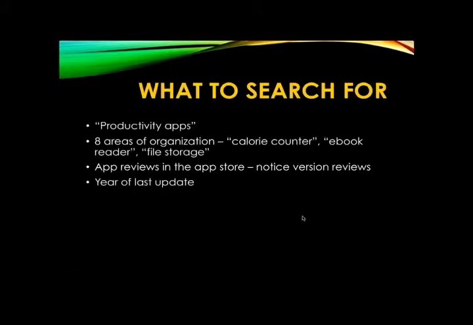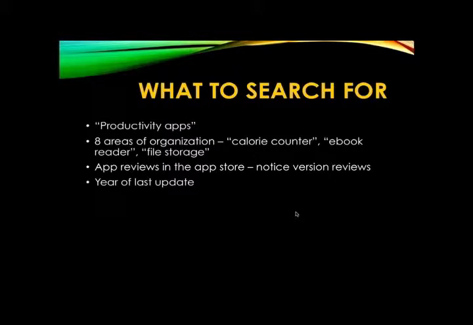What you're going to search for. You are going to search keywords related to what you want. You can, for example, search for productivity apps. However, that will bring up several hundred thousand different possibilities. So what you want to do is try to get somewhat specific. Look at your 8 areas of organization or disorganization and get specific about what you want. Do you want a calorie counter? Do you want an ebook reader? Do you want a file storage solution? These are the things that you want to look for.